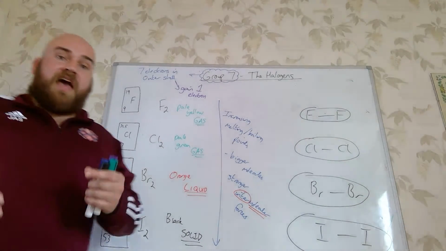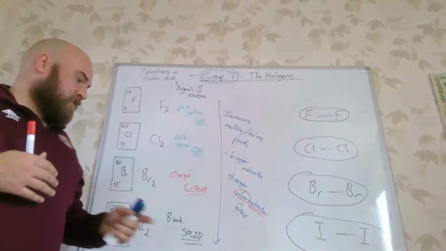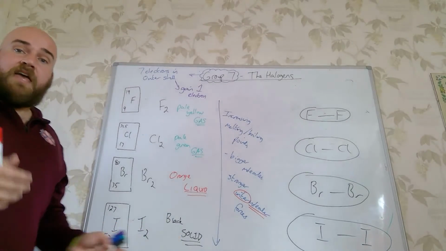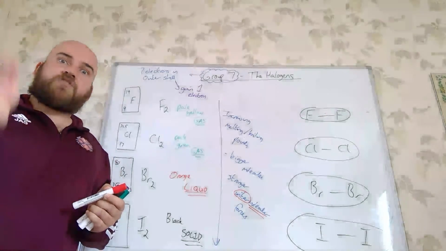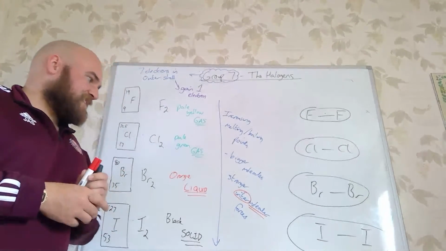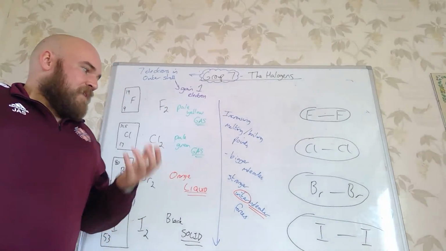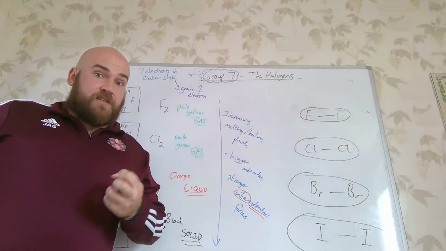All molecules have lowish melting and boiling points. So even though this is a solid at room temperature, it will still melt and boil, although iodine is quite unique. It sublimes. It goes straight from a solid to a gas at a relatively low temperature. And that's because all intermolecular forces are weak.